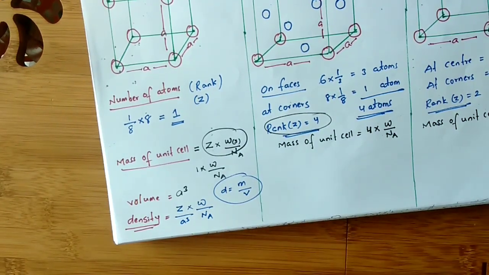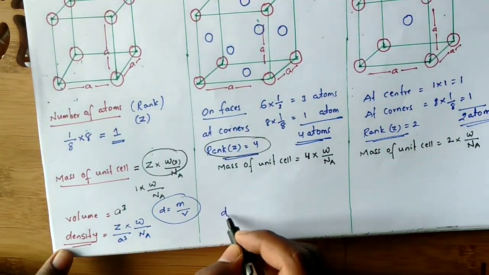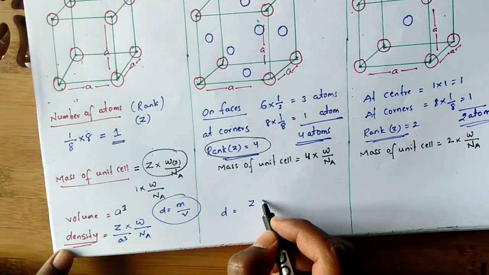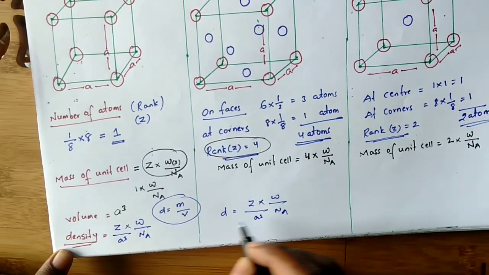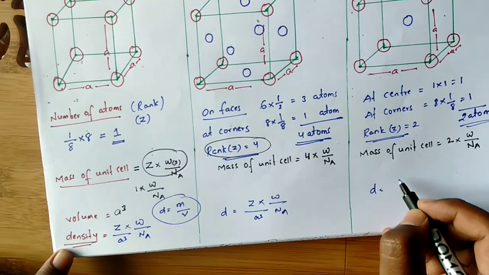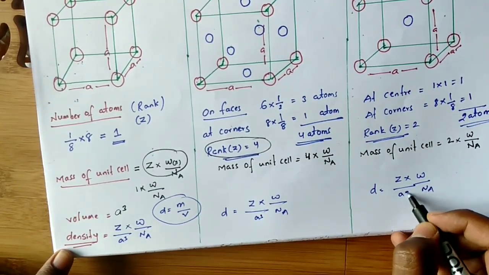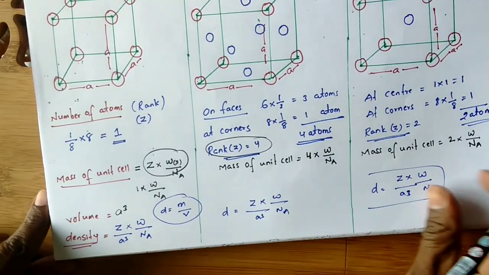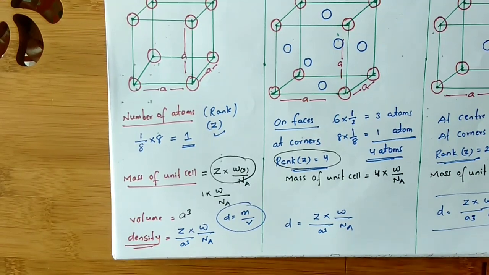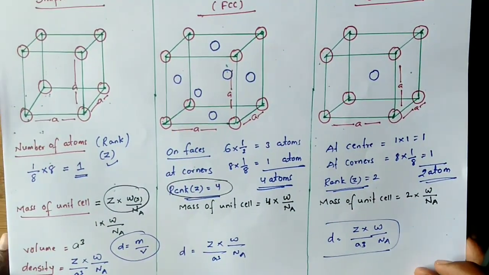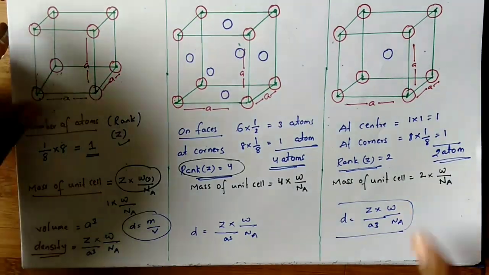Okay, and this is for all these face centered and body centered also same density. For this also density equal to Z into W by Na by A cube. The same thing here. Density equal to Z into W by Na by A cube. Okay, so we found here number of atoms and density. How to find the density of unit cell? Clear? Now let's move on to the next one.